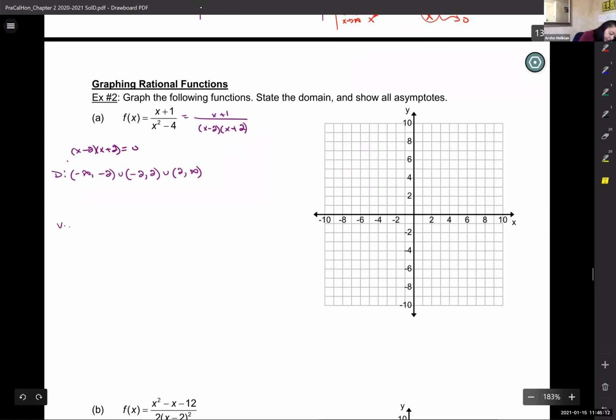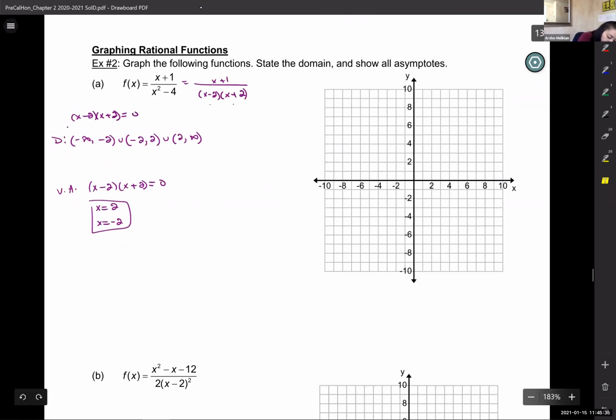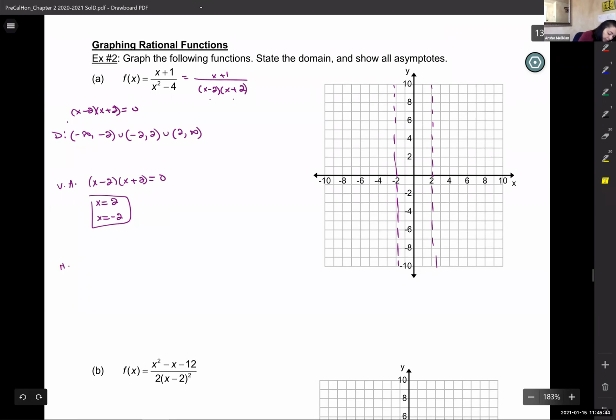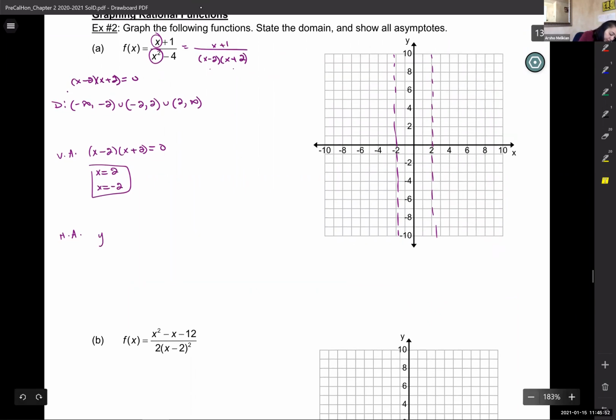Let's find vertical asymptotes. Look at the terms in the denominator. Do any of them cancel? No. So whichever one doesn't cancel, you set equal to 0. So you get that x equals 2 and -2. Those are your vertical asymptotes. And look, I'm going to put them right there. All right, horizontal asymptote. Go to the original function. Higher degree on the bottom, y equals 0.